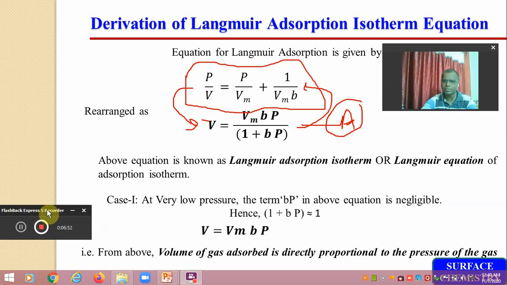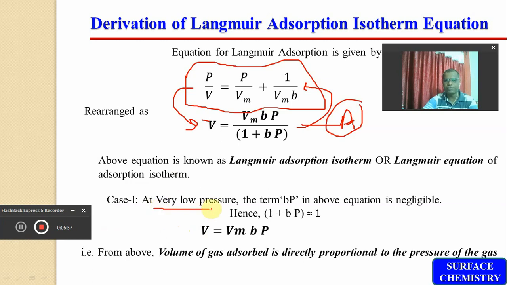and in this equation, suppose we consider different cases of the pressure at which the adsorption takes place. Here I'm going to consider the first case at very low pressure. It means that the pressure is very small as compared to 1, so this B into P term is very small as compared to 1, very negligible, and hence 1 plus BP is nearly equal to 1. If we put this 1 in the denominator, we simply get the equation V is equal to Vm into B into P.